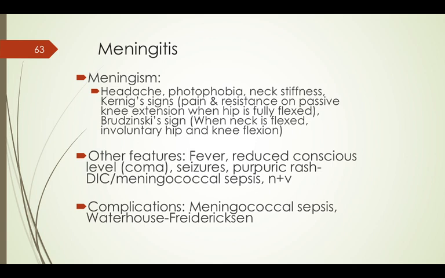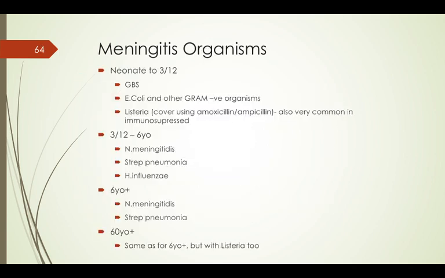Complications would include sepsis and Waterhouse-Friderichsen, which is basically a bleed into the adrenal glands. The organisms that tend to cause it can be split into the various age groups. For very young children, neonate to 3 months, you're mainly thinking of GBS, group B streptococcus, often from an infection during delivery, E. coli and other gram-negative organisms, and listeria, which we need to cover with amoxicillin or ampicillin antibiotic.